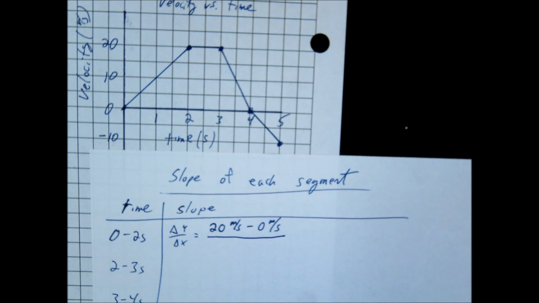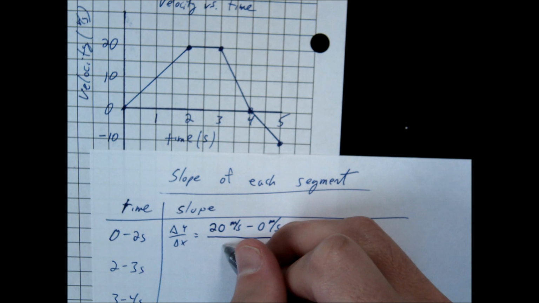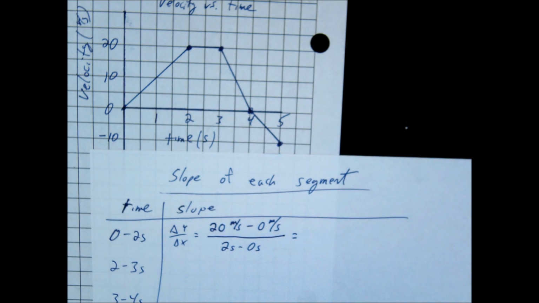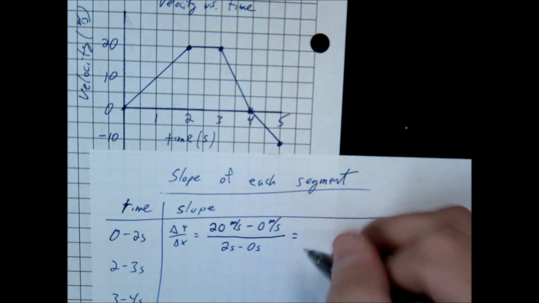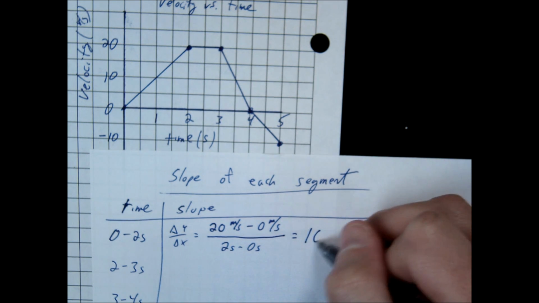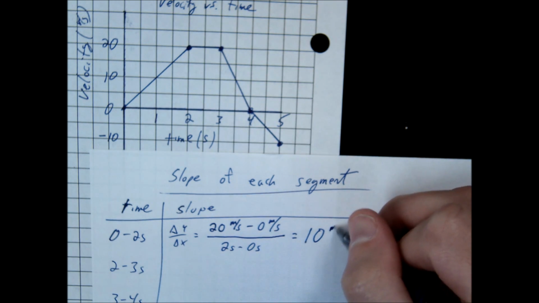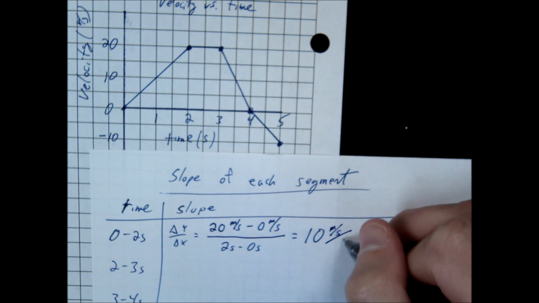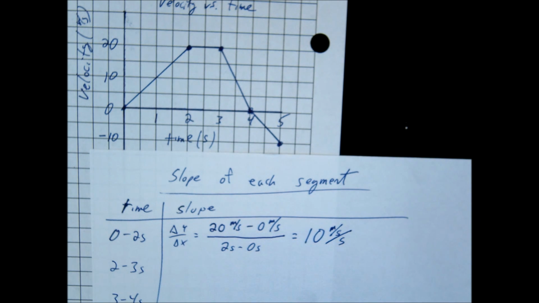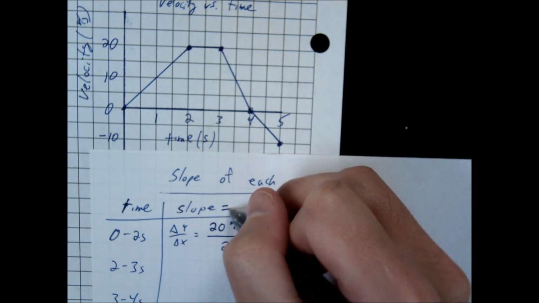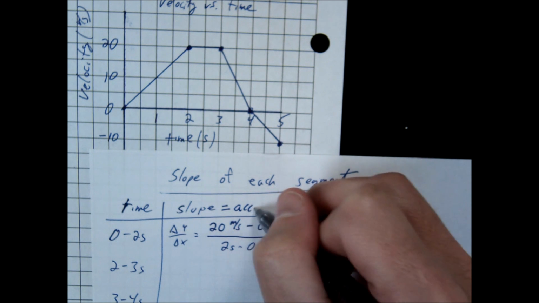divided by 2 seconds. 2 seconds minus 0 seconds. Okay, notice we get 10. That's easy enough. What's the units here? Meters per second per second. Okay, so that should be a hint to you. What are we actually finding here? Acceleration. So the slope of a velocity time graph tells us the acceleration.